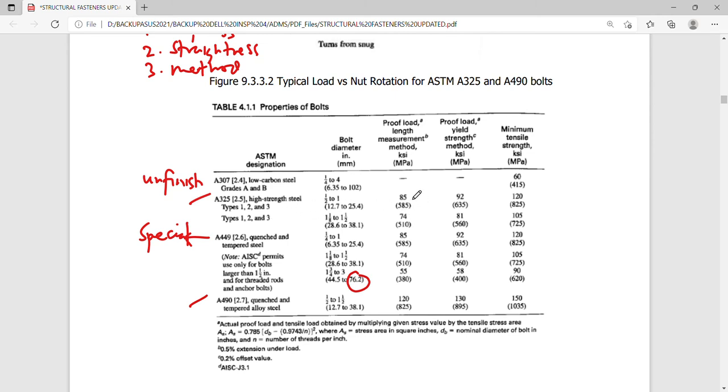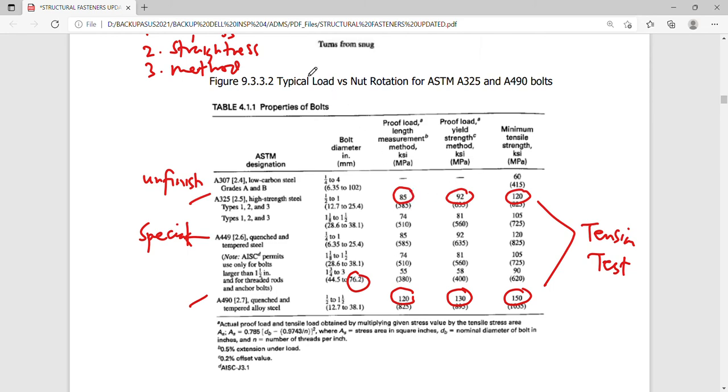So take a look at the A325 bolt in terms of your proof load, 85, and A490 is 120. This is in ksi, stress. So this is 92 in terms of the yield strength method, and this is the tensile strength Fu on the basis of the direct tension test. When you say direct tension test, you put a specimen into the universal testing machine and look into the rupture strength or the ultimate tension strength of your bolt.